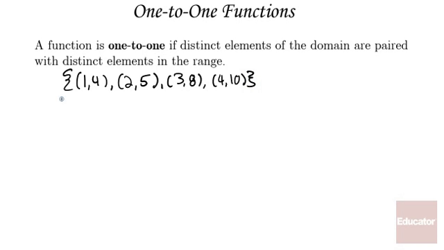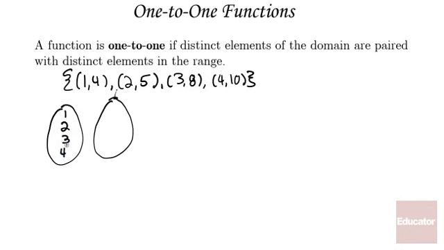Okay. And we can use mapping, again, to determine what the situation is with this relation, which is also a function. The domain: 1, 2, 3, 4. And the range: 4, 5, 8, and 10. When I put my arrows to show this relationship, you see that distinct elements of the domain are paired with distinct elements in the range. So 1 is paired with 4. They're each unique. Each pair is unique.